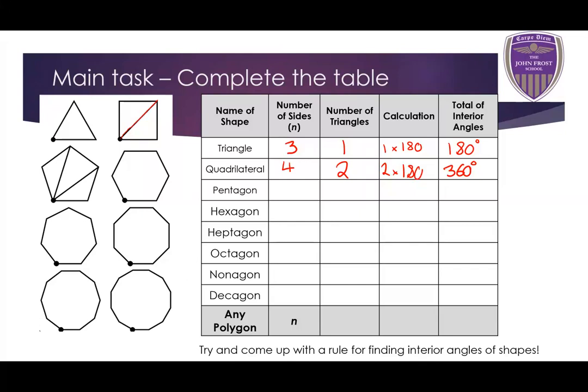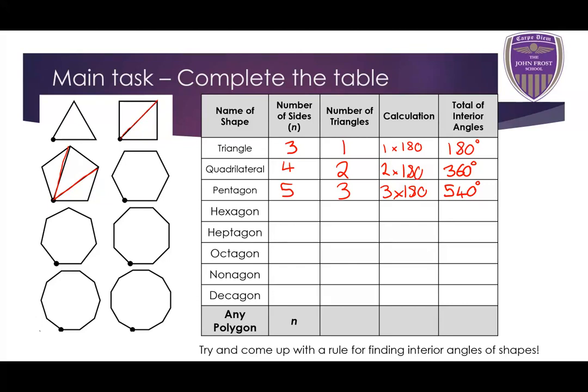Now for the pentagon, how many sides does a pentagon have? 1, 2, 3, 4, 5. How many triangles are in the pentagon? Well, I've already drawn the lines here. I've got 1 line there, 2 lines there. That means we've got 3 triangles. So my calculation is going to be 3 times 180, and that equals 540 degrees. So the sum of interior angles of a pentagon is 540 degrees, okay?